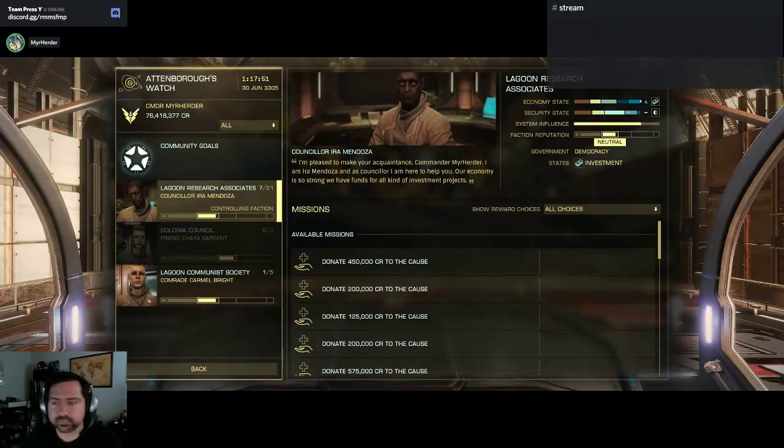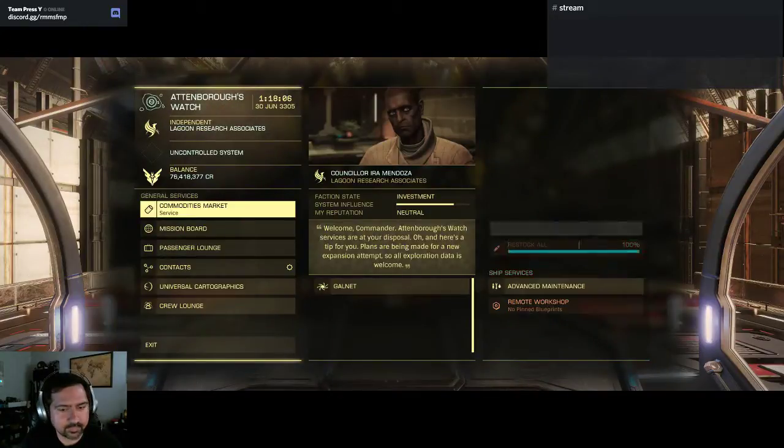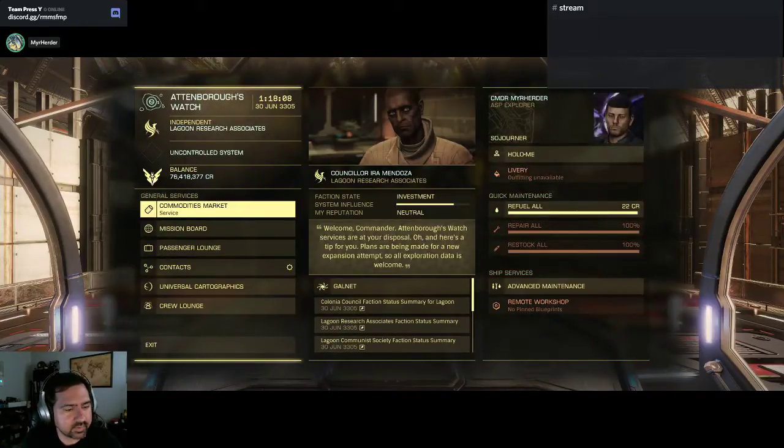Sure. And if this were an alliance group versus a federation group versus an empire group, you might pick that depending on which one of those major powers you're in support of. All right, so what factions are you a part of?